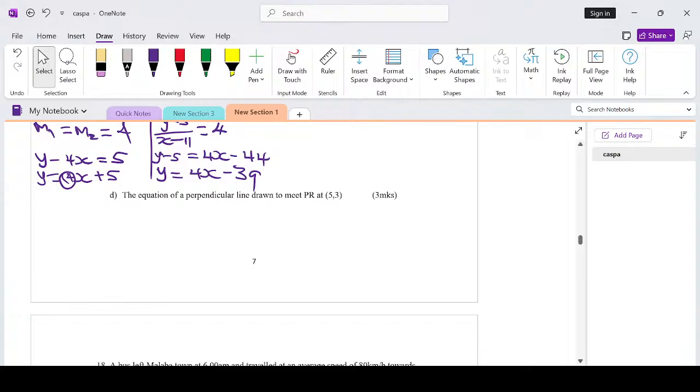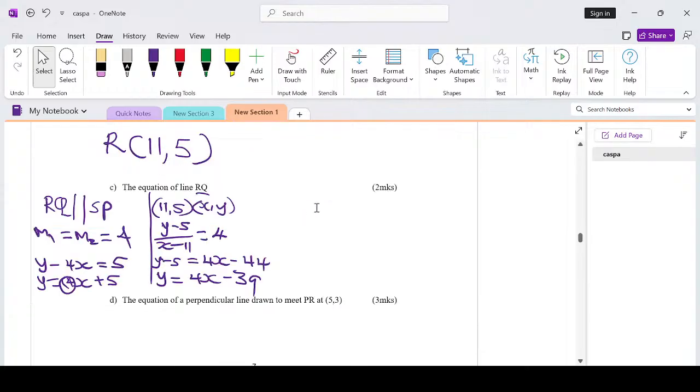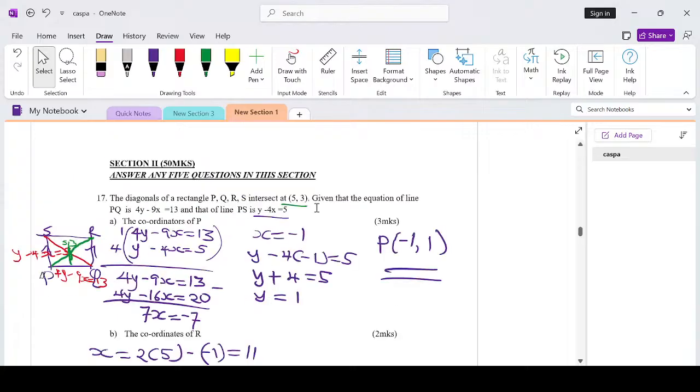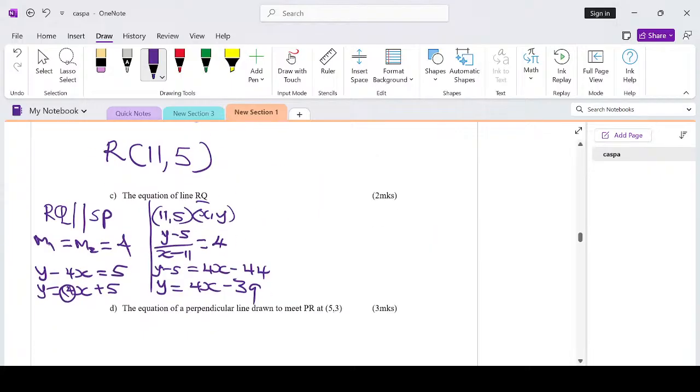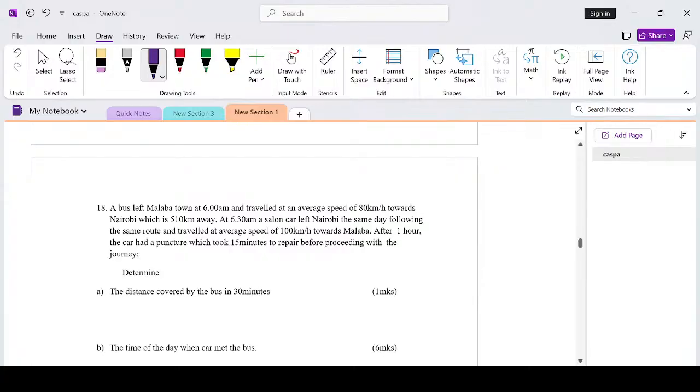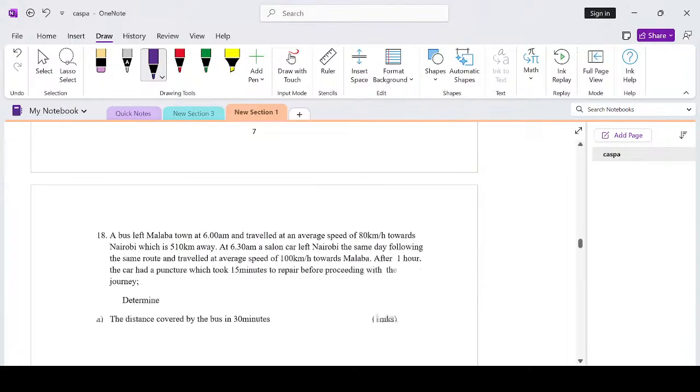The equation of a perpendicular line drawn to meet PR at 5, 3. Drawn to meet PR. We have the line PR. Perpendicular to it is this diagonal maybe. Now, how will you manage to answer that, learners? It's still very simple.